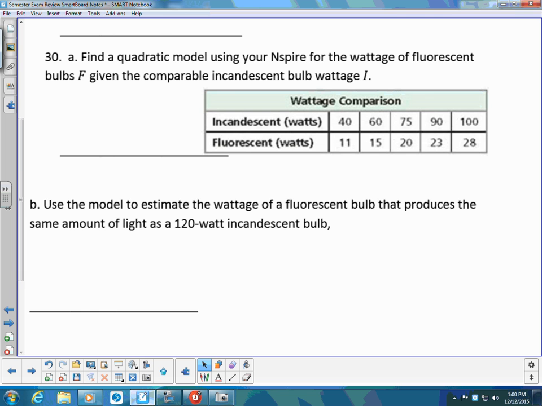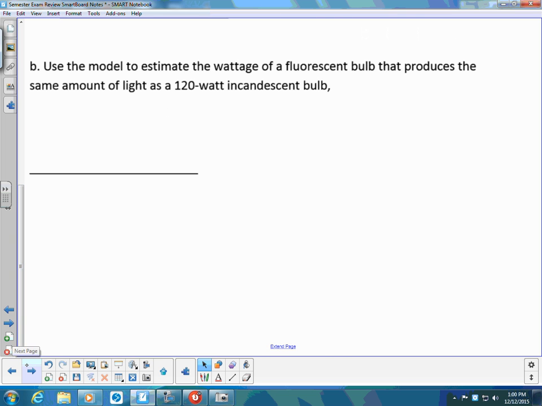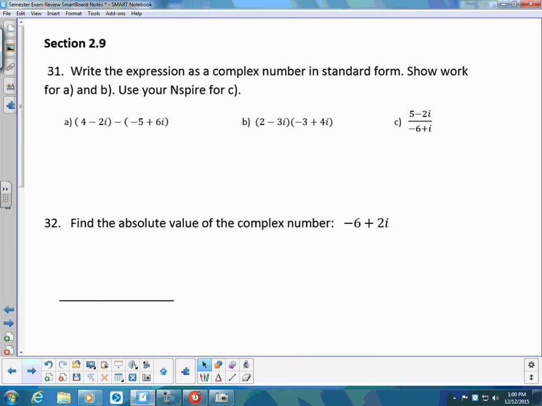All right, let's take a look at number 31. Now we're in section 2.9. It says write the expression as a complex number in standard form and show your work for A and B. So for this one, if we're subtracting, I would rewrite this as an addition problem, but that means I have to change this sign and change this sign. So I want this to be a positive 5, a minus 6i.